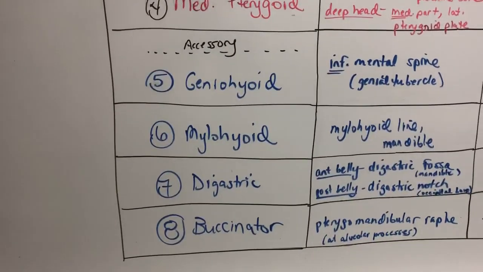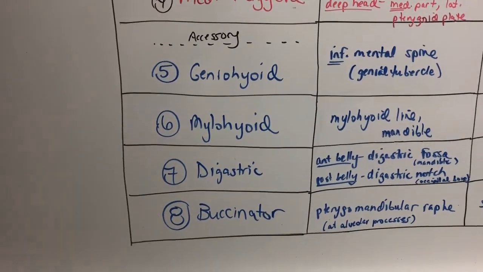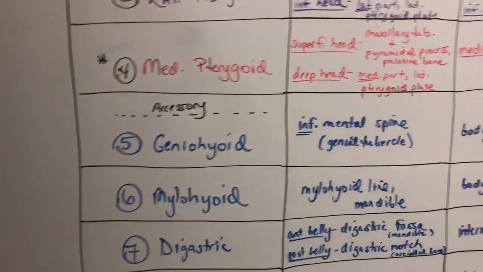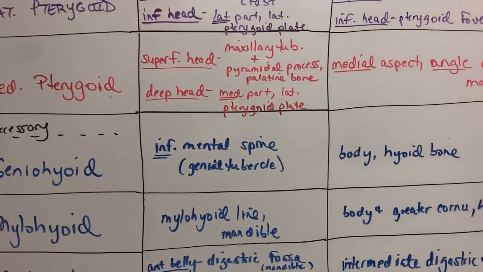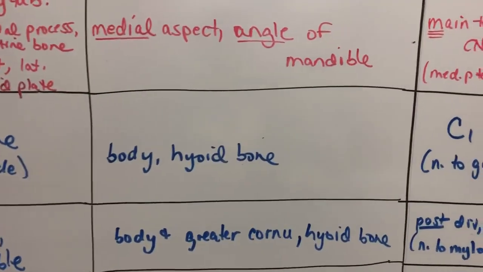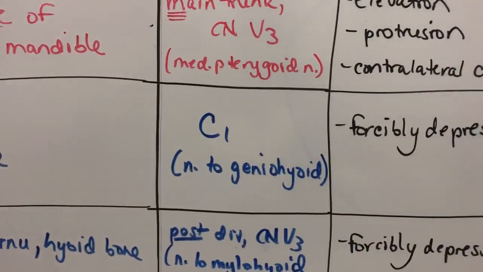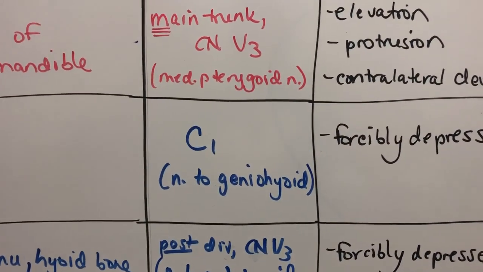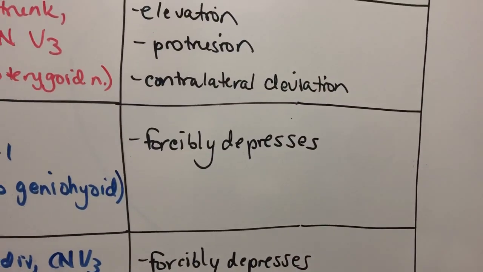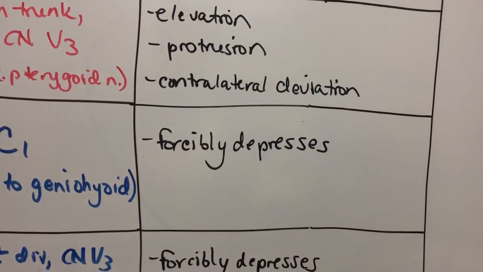Some accessory muscles of mastication that they may ask you about. The accessory muscles tend to synergize the action of the primaries. Geniohyoid comes from the inferior mental spine, also called the genial tubercle. It goes to the body of the hyoid bone. It's innervated not by V3, but by C1, the nerve to geniohyoid. And it forcibly depresses the jaw, like most accessory muscles of mastication.